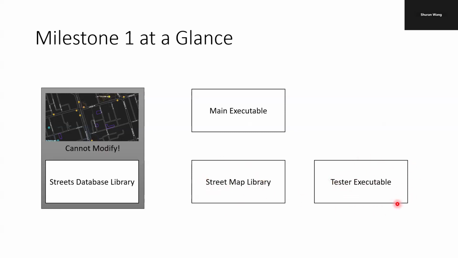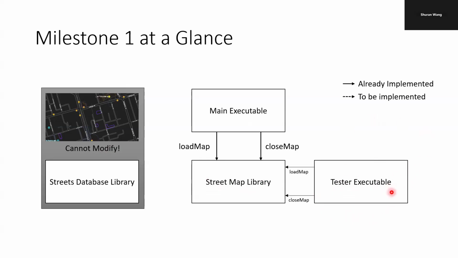And the tester executable is the tester code that's used to test your code and grade you later. The main executable and the tester are both only going to talk to your street map library. The load map and close map functions are already implemented. And you will need to implement the street map library that serves as a wrapper to the actual streets database library. So it does all of the load, close, queries, and everything that's listed in your m1.h header file.